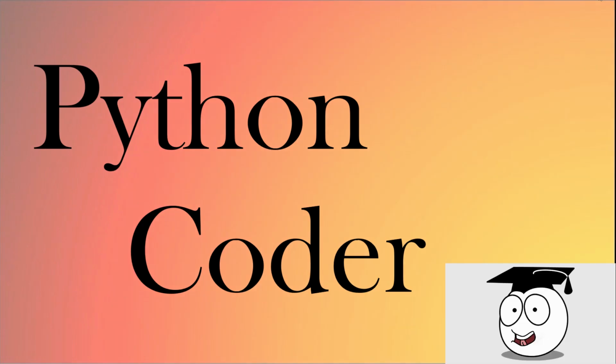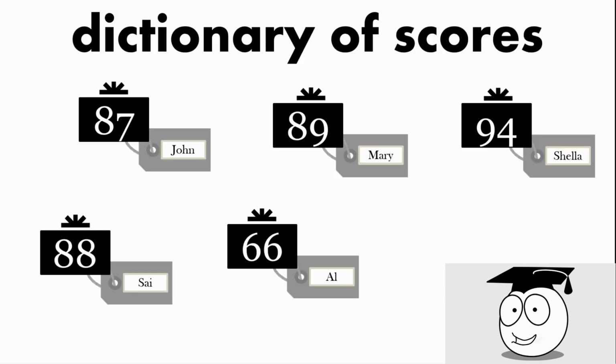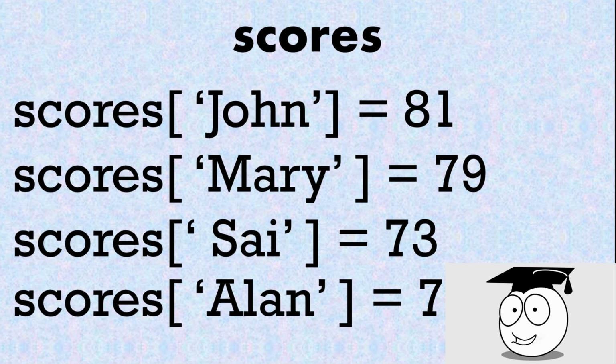Hello, this is the Python coder, and we're going to look at data structures and how to use them. So we start off with the dictionary we looked at before, which is like a label or a key and value. So in our example we saw before, we had a dictionary called scores, and we had the person's name as the key, the label, and their actual score as the value.